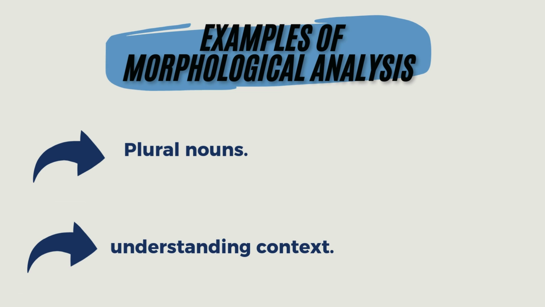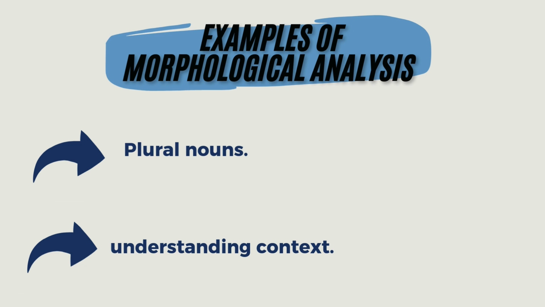Number 1. Pluralization in different languages. In English, plural nouns often add s. Example, cat becomes cats. In Arabic, morphology is more complex, with patterns like kitab becoming kutub, where the plural form involves a change in the internal structure of the word, broken plural.